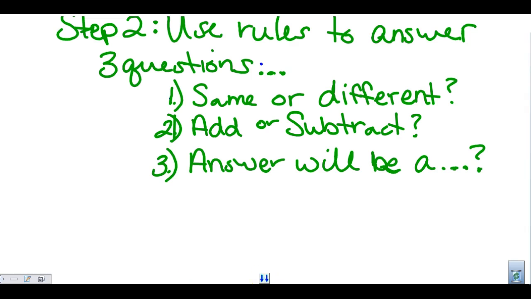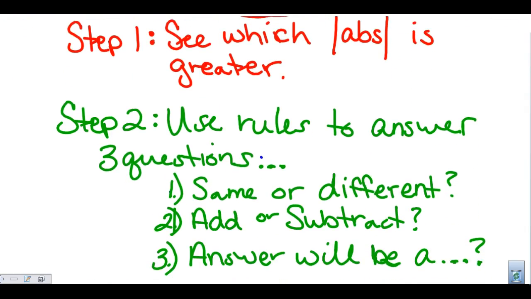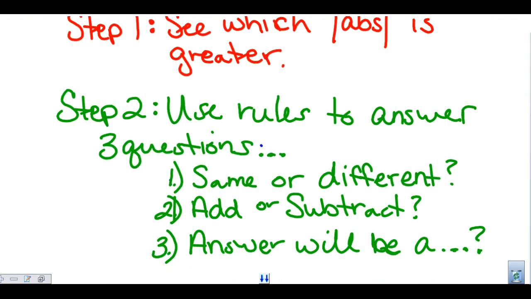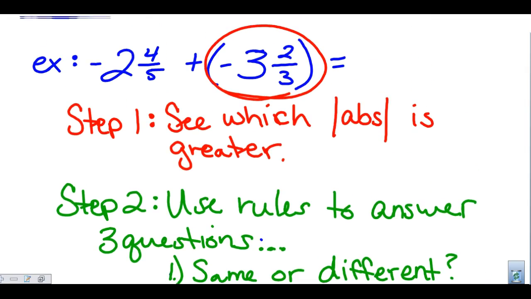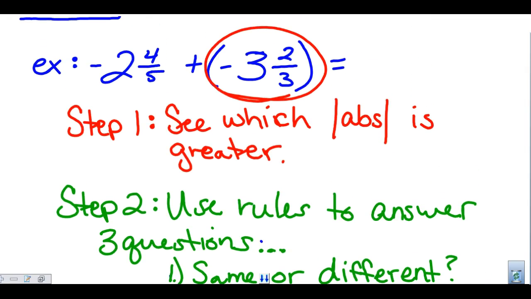Now that we've determined which one has the greatest absolute value, we're going to use the rules to answer 3 questions. Whether the signs are same or different. If they're the same or different, are we going to add the values or subtract the values? So are we going to find the sum, or the difference of the two absolute values? Then we need to ask ourselves, what is our answer going to become? A positive or a negative? So taking a look again at the example, we're going to ask ourselves those 3 questions.